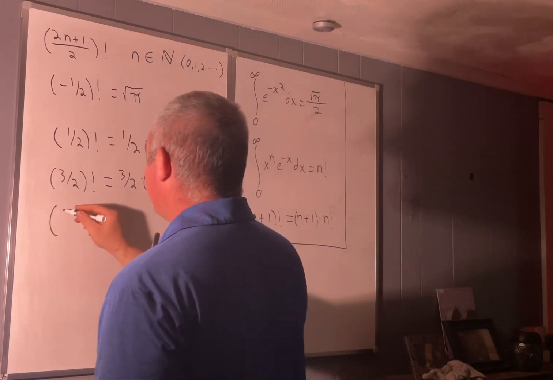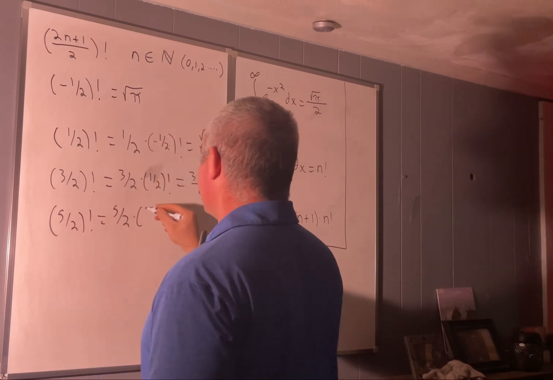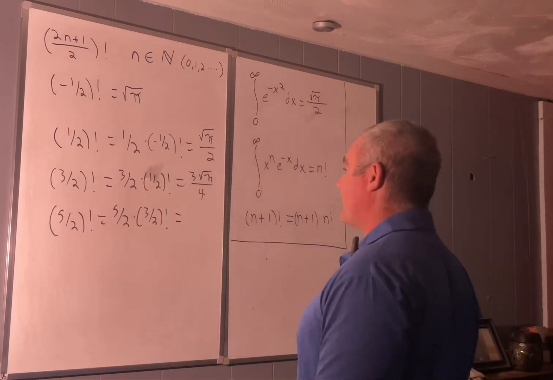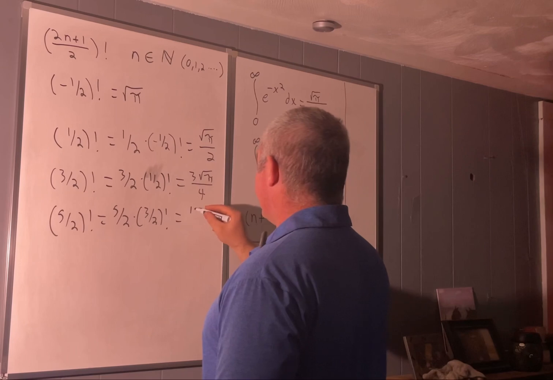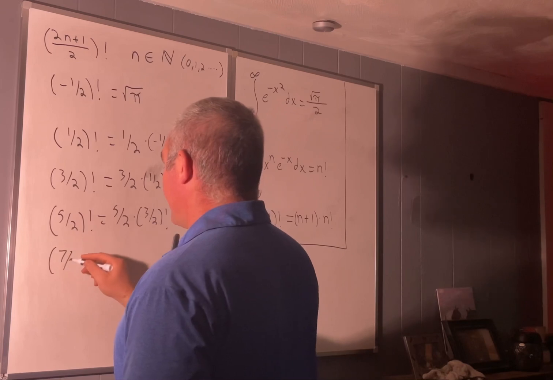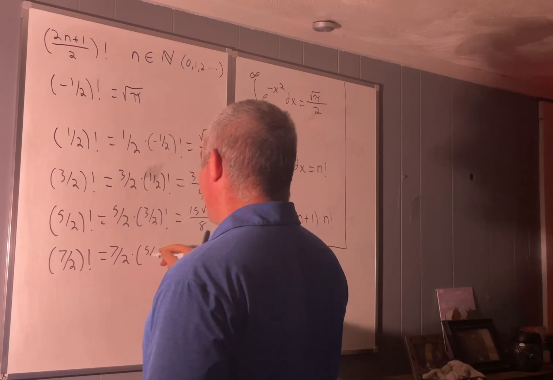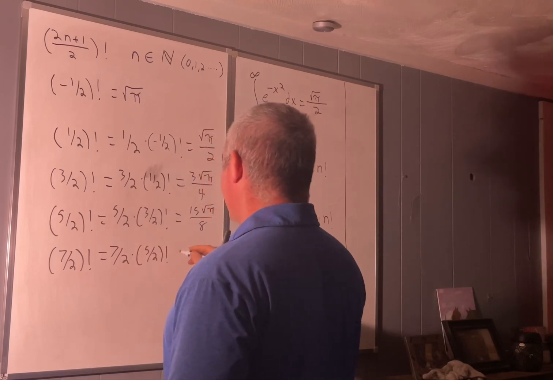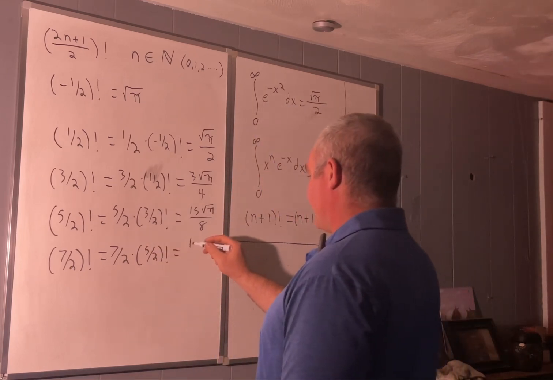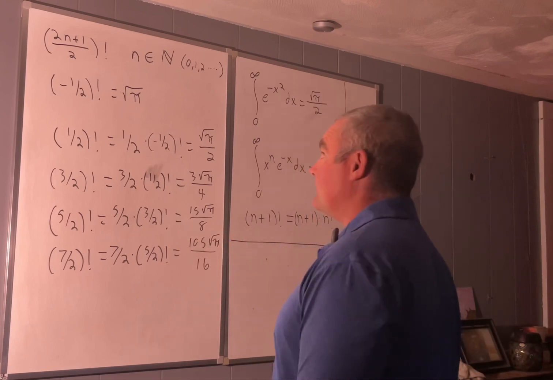All right, we'll do 2 more. 5 halves factorial is equal to 5 halves times 3 halves factorial, which we know from our previous line is 3 square root of pi over 4. So that's going to give us 15 square root of pi over 8. And one more time, 7 halves factorial is equal to 7 halves times 5 halves factorial. And that is going to be equal to, let's see, 7 times 15 is 105 square root of pi over 16.